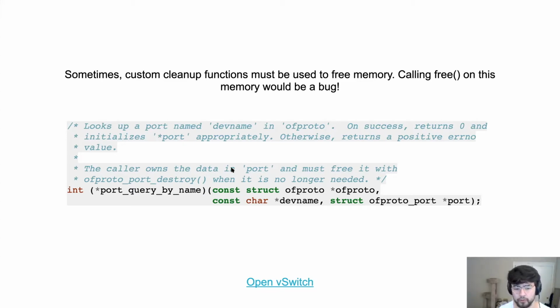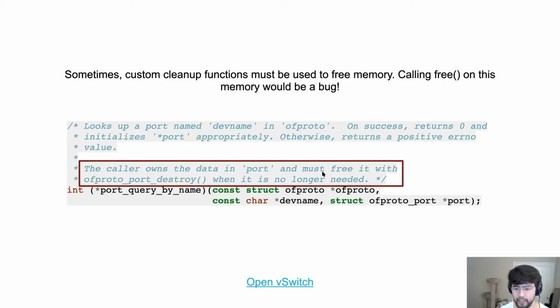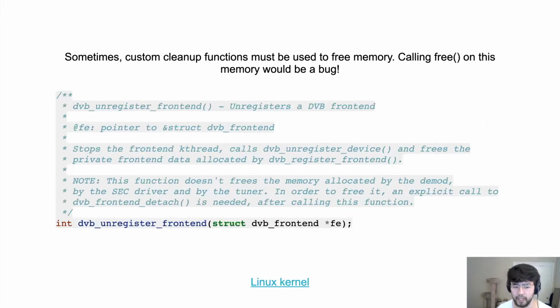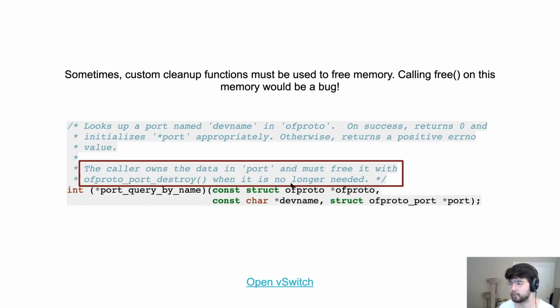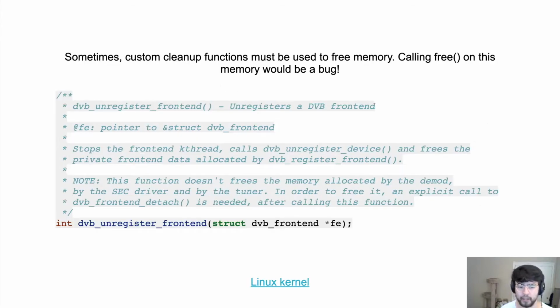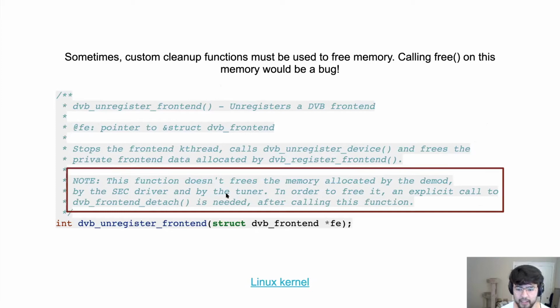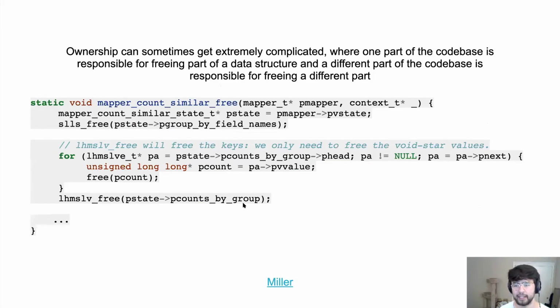And so it says the caller owns the data in port. That means the caller is responsible for freeing this memory. But if you call free on it, that's not right. You actually need to free it using this custom function when it's no longer needed, which goes through a series of pointers and frees a bunch of different information. If you were to call free here, that would cause a memory leak, because you would only be freeing one of the structs, and it might point to other pieces of memory that also need to be freed. Here's another one where it says that in order to free it, you have to call this other free function. Same sort of situation.